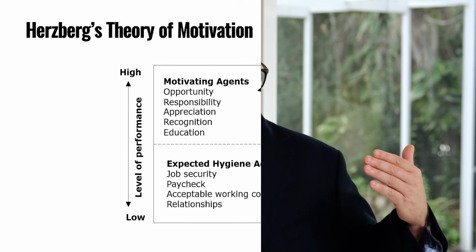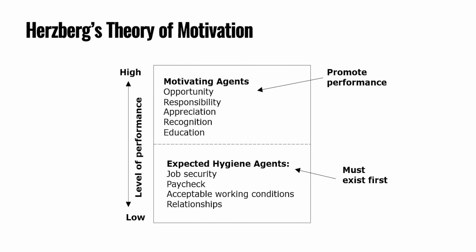In Maslow's hierarchy of needs, we can't get to the layer above until the layer below has been satisfied. So for example, if you don't have food and water, you're probably not real worried about your social need. So that's Maslow's hierarchy of needs. The next one is Herzberg's theory of motivation.